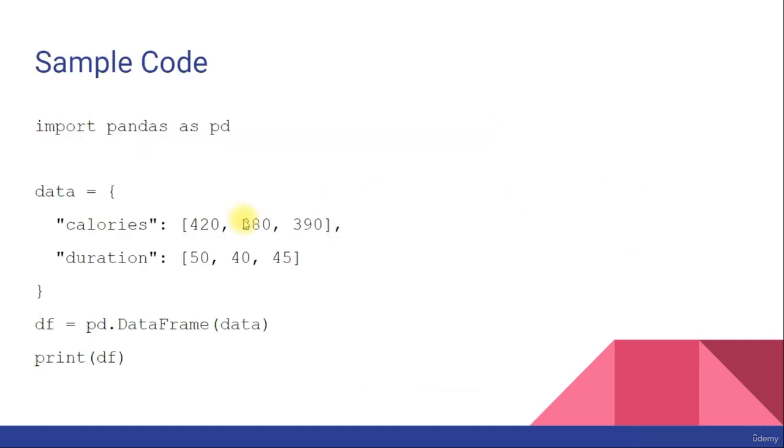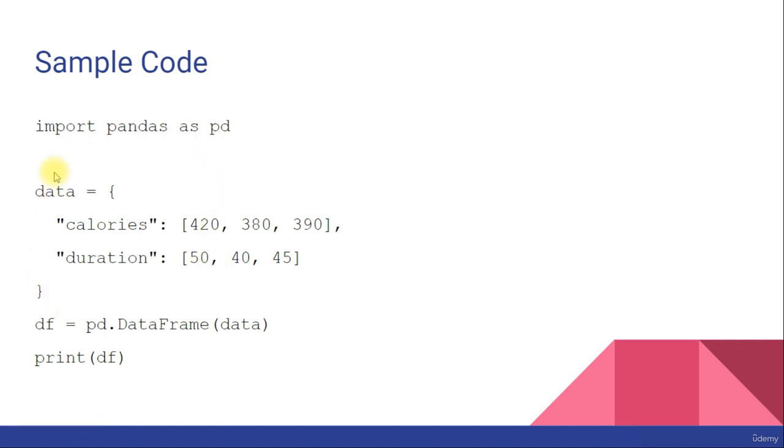So here I have a sample code for the purpose of this video. I'll not be taking any external Excel or CSV file, but I'll also show you some examples of that in the next video. In this video we are making our own data set, and this is a key value pair. The first column will be calories and the second column will be duration, and these are the entries for both the rows and columns.